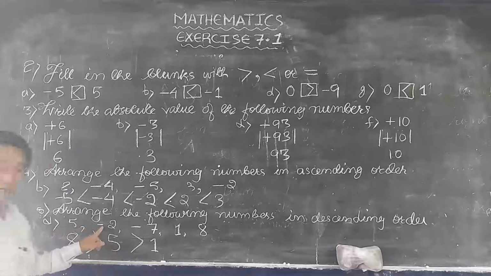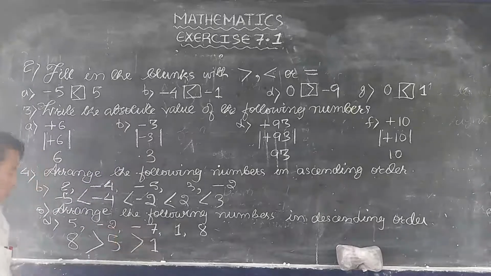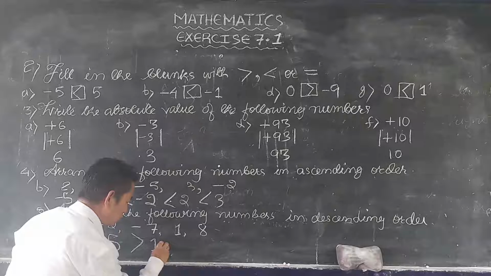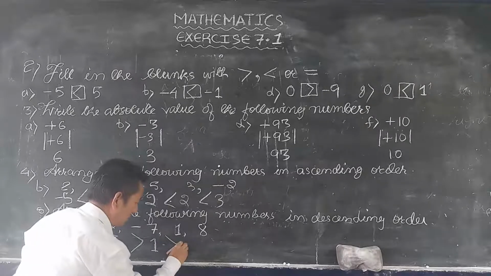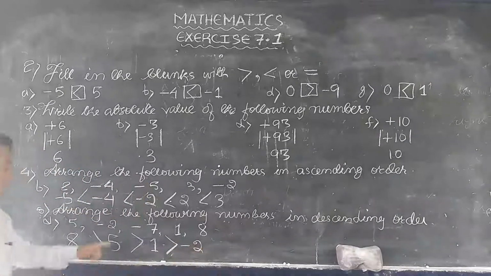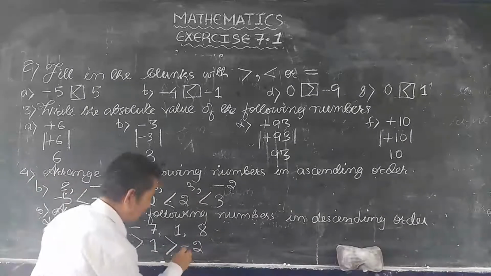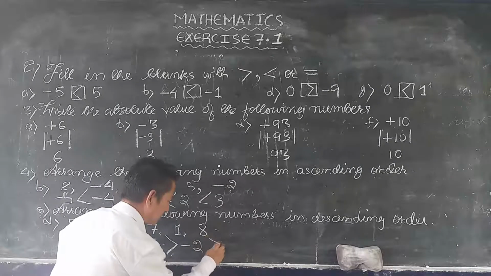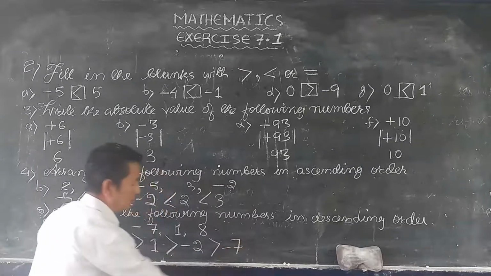So here negative values, minus 2, minus 7. So minus 2, and the last one is minus 7. Minus 2 is greater than minus 7.